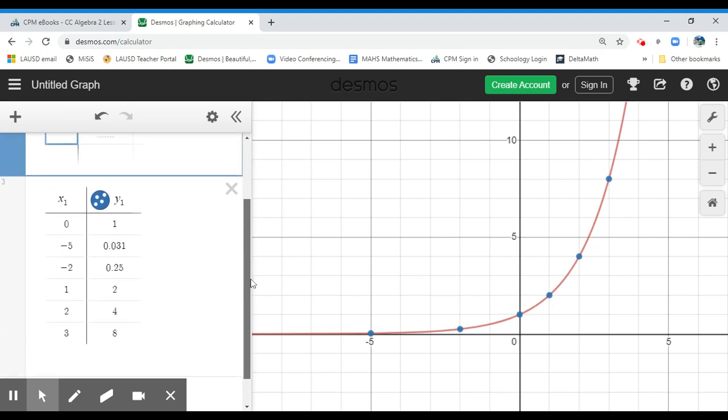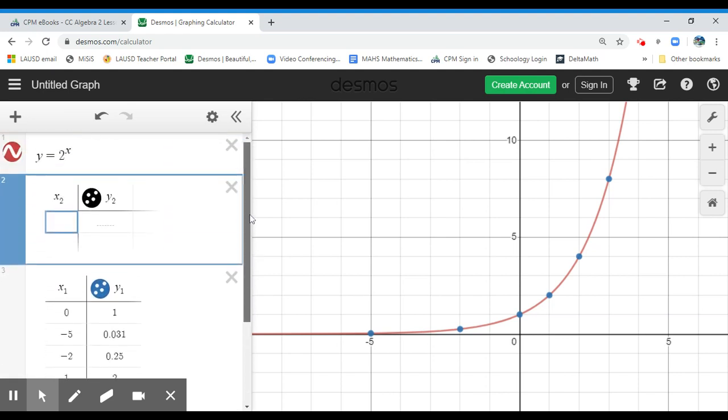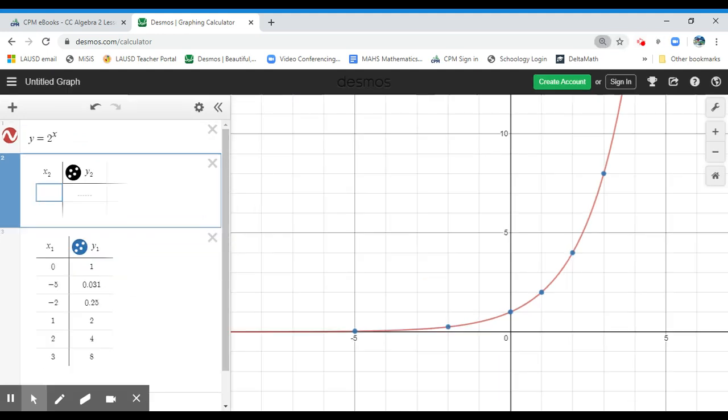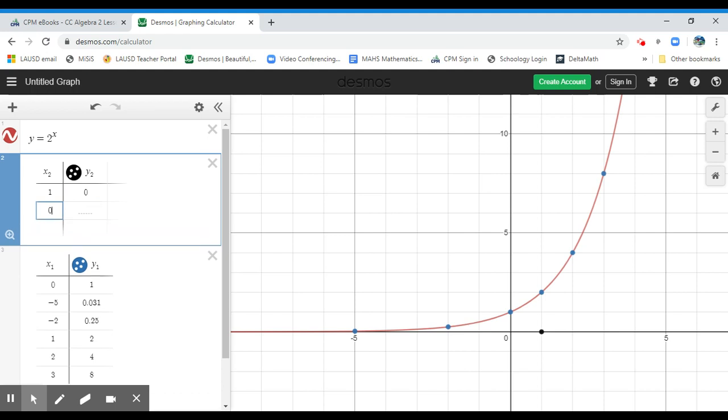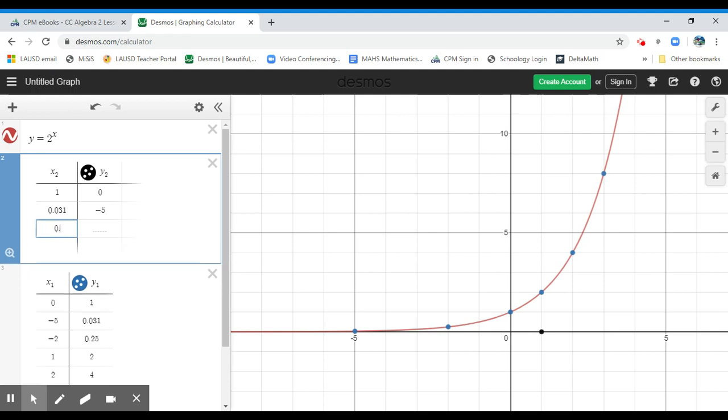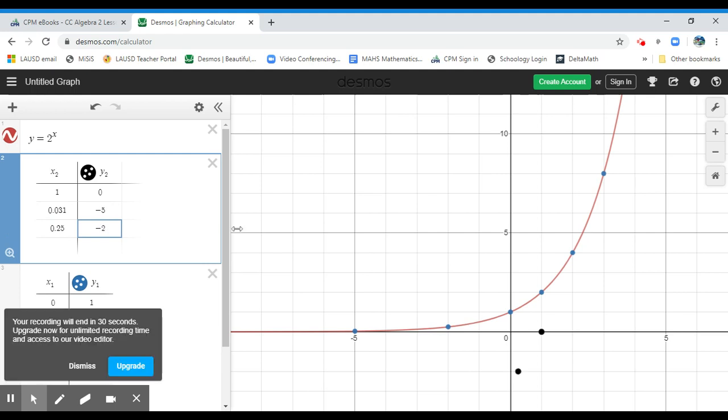So let's do this. We're going to add another table, okay? And I'm actually going to use the same values that I used before, but we're going to go backwards. So instead of 0 and 1, I'm going to flip them, right? I'm going to go backwards. I'm going to have 1 and 0, right? I have -5 and 0.031. So I'm going to go 0.031 and -5. And then we're going to have 0.25 and -2. I'm flipping them, right? All right, here we go.